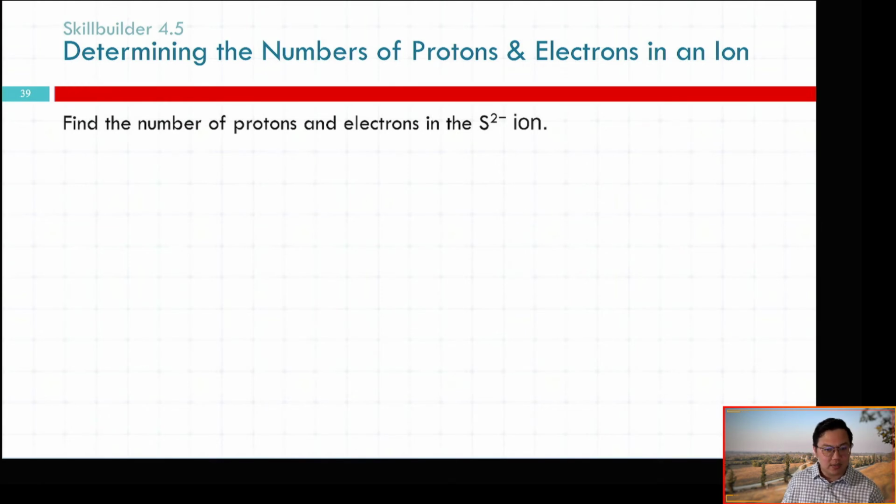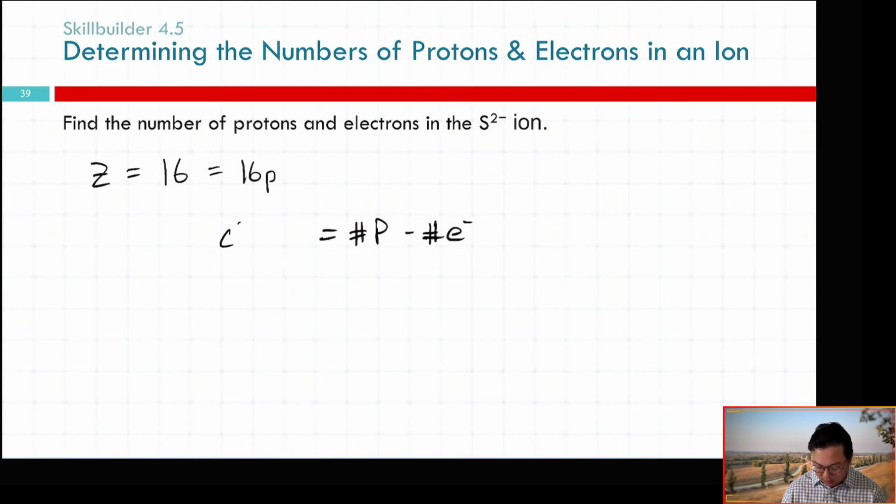Okay, so let's find the number of protons and electrons in an S2 minus ion. So, what element is sulfur? I gave it away. S. S is sulfur. So sulfur has 16. All right, so you're always going to start, unless it's given already, with finding the atomic number, 16, which means we have 16 protons. So we've got our equation here, number of protons minus number of electrons. This is equal to our charge.